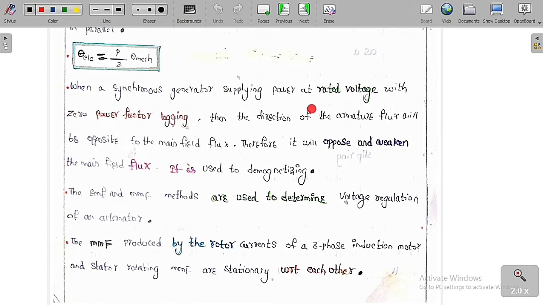When a synchronous generator supplies power at rated voltage with a zero power factor lagging, the direction of the armature flux will be opposite to the main field flux. Therefore, it will oppose and weaken the main field flux. This is called demagnetizing.